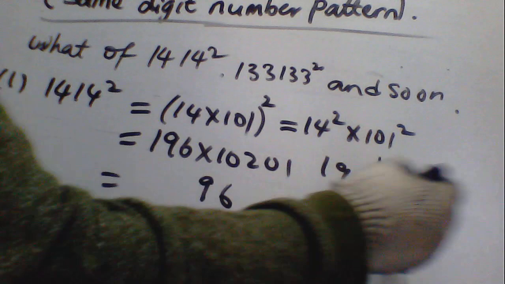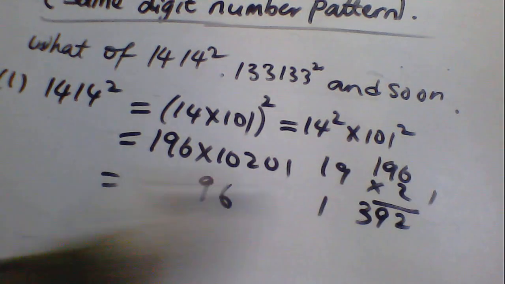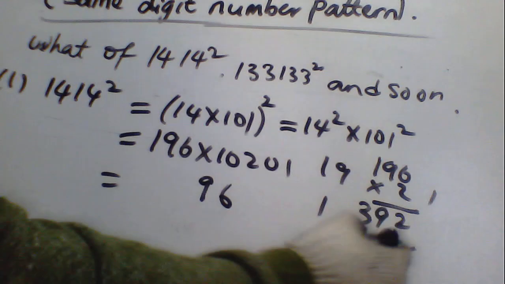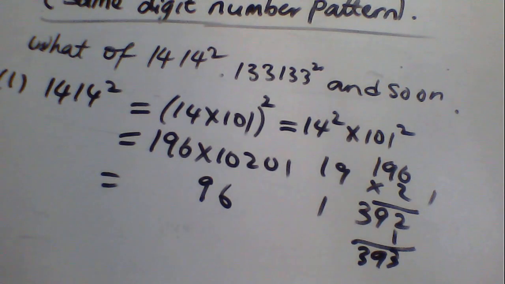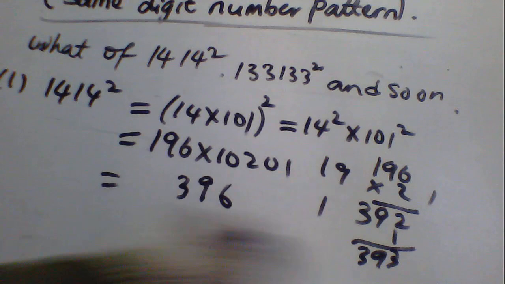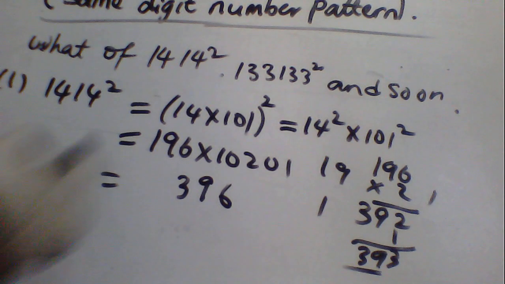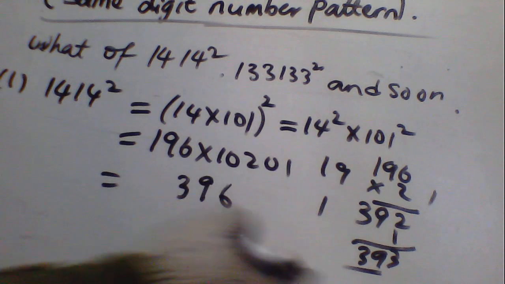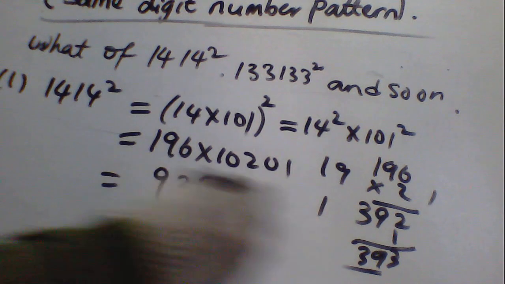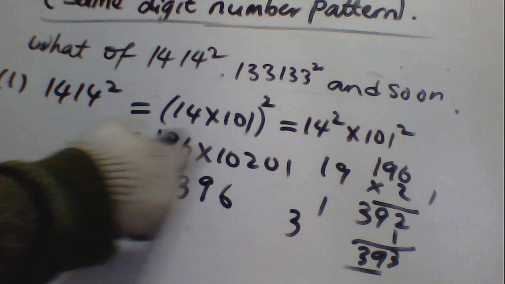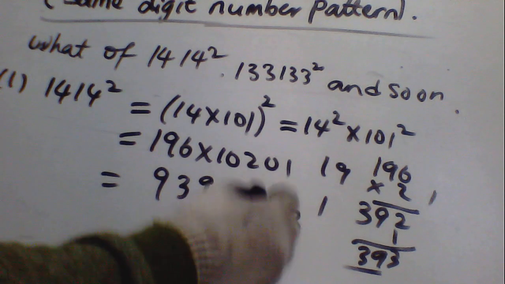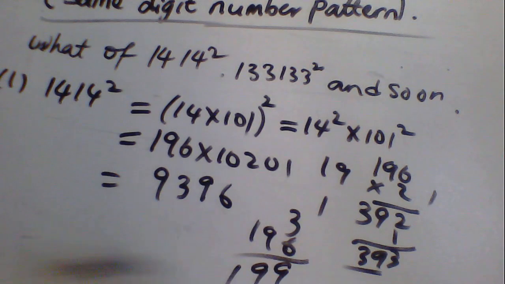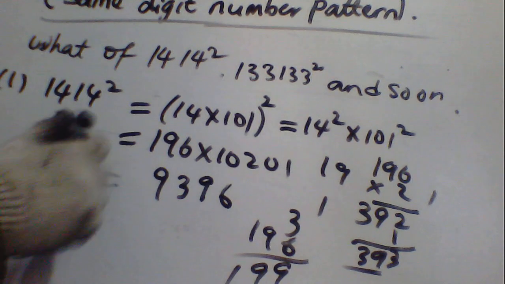That gives us 2, carry 1, 18, 19. This will give us 392. Is it not? 392 plus the 1 you carry will give us 393. So in this case, I write 3 and carry 39. So 196 times 0 will give us 0 plus 39. Instead of writing 39, you write 9 and carry 3. So 196 times 1 is 196 plus 3 you carry. Then that gives us 199. So that is what you write here.